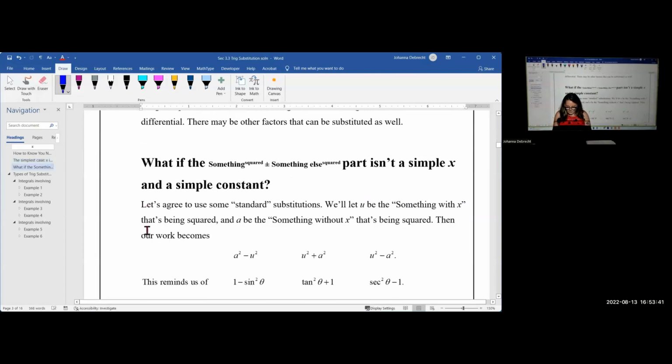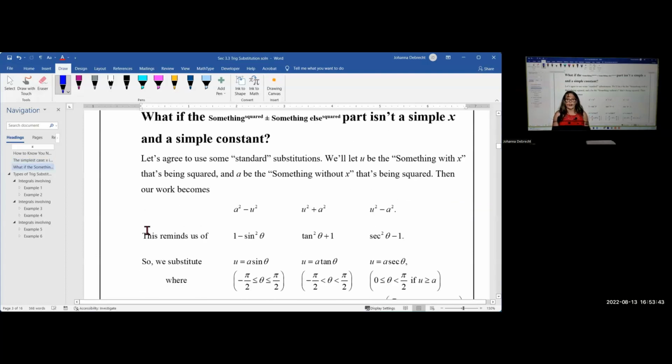Now, what if the something squared plus the something else squared isn't just x? What if it is an expression involving x? So it's not just a simple x. So in other words, instead of a squared minus x squared, I have a squared minus u squared, where u itself is a function of x. So it could be 2x, or it could be x plus 3. It's some expression involving x.